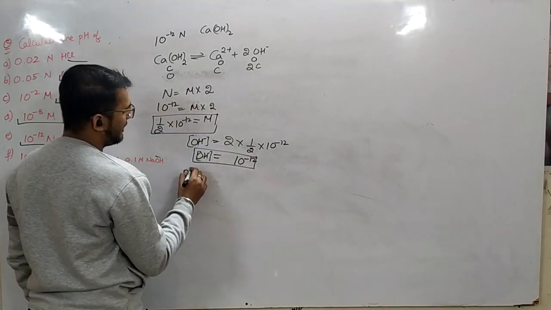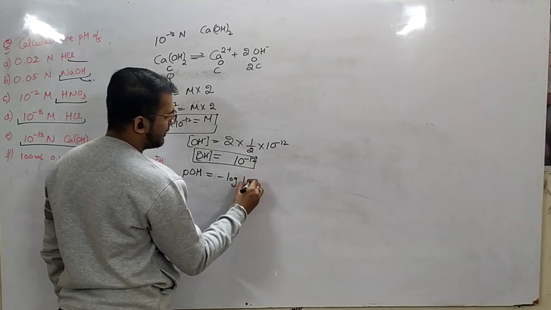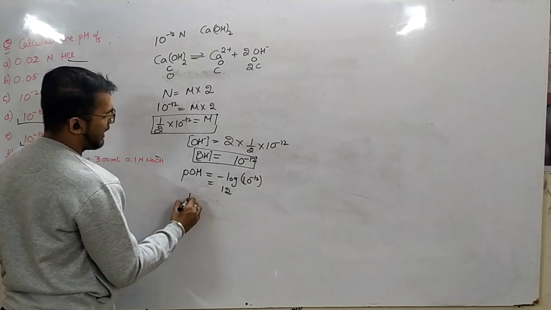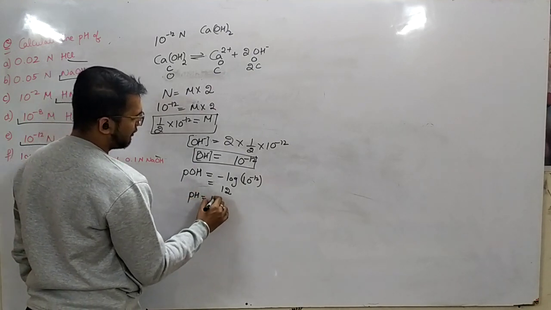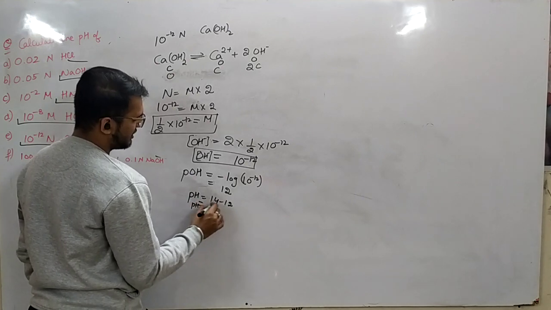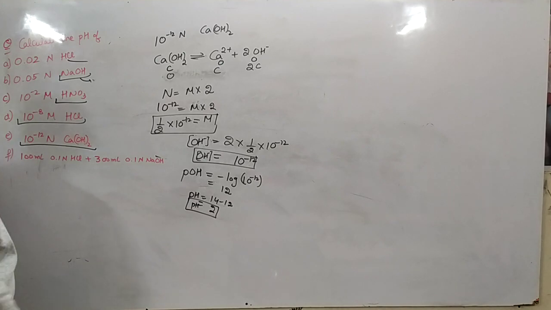So now the pOH will be minus log 10 to the power minus 12 and comes out to be 12, and the pH would be 14 minus 12, it is 2. So pH is 2 and the OH concentration is 10 to the power minus 12.